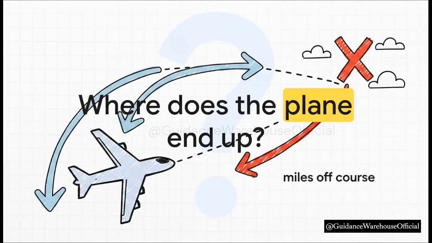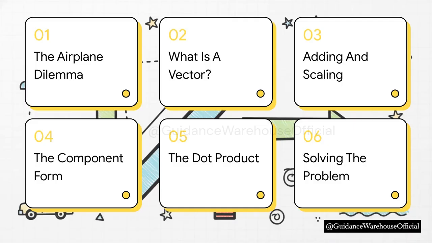This right here is the exact high-stakes dilemma we're going to solve today. Honestly, it's not just some abstract math problem. It's a real-world scenario that air traffic controllers and pilots deal with literally every single day. Because if you don't know how to calculate this, you're going to end up miles off course. So, by the end of this explainer, you're going to completely understand the underlying concept of vectors, the formulas behind them, and exactly how to apply them to solve our airplane scenario.